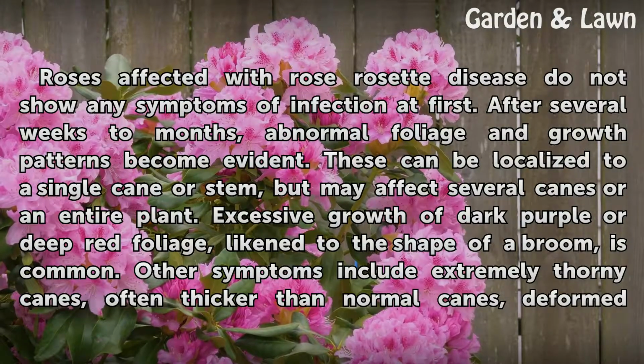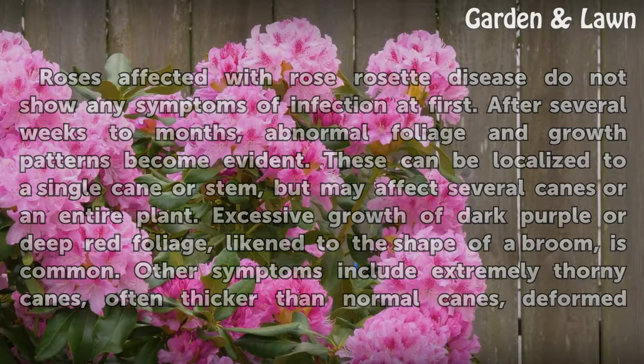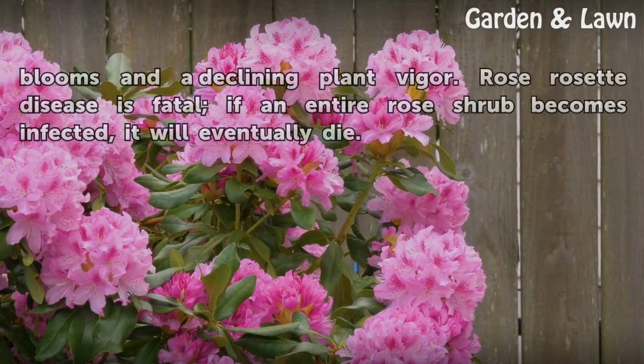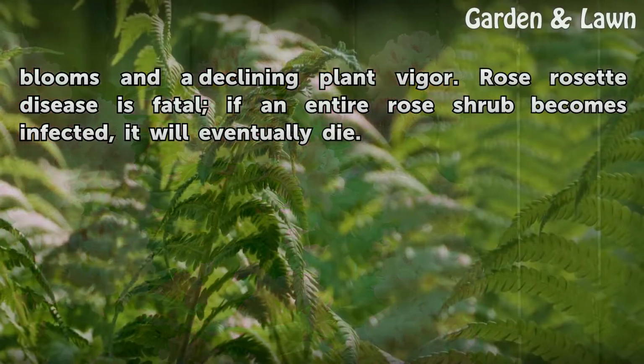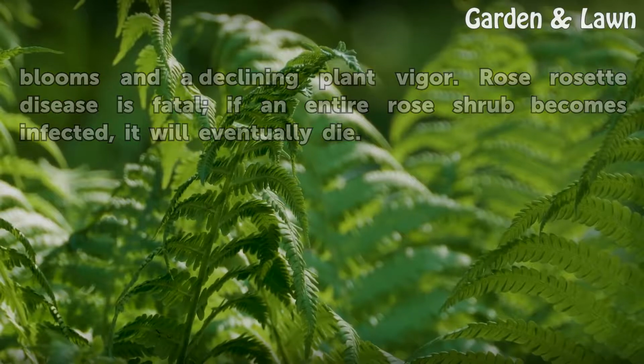Excessive growth of dark purple or deep red foliage, likened to the shape of a broom, is common. Other symptoms include extremely thorny canes, often thicker than normal canes, deformed blooms and a declining plant vigor. Rose Rosette disease is fatal. If an entire rose shrub becomes infected, it will eventually die.